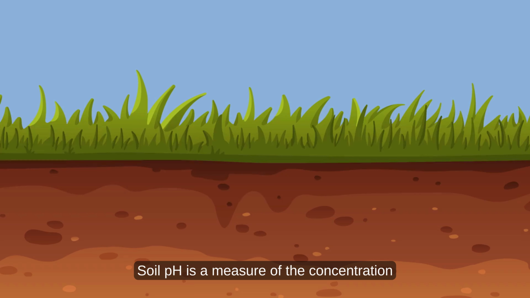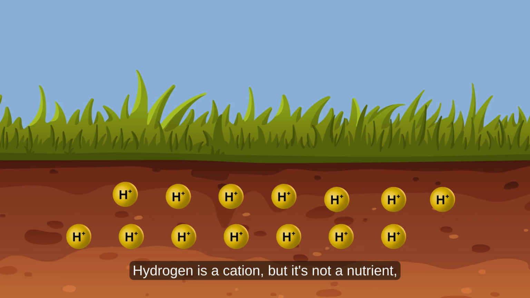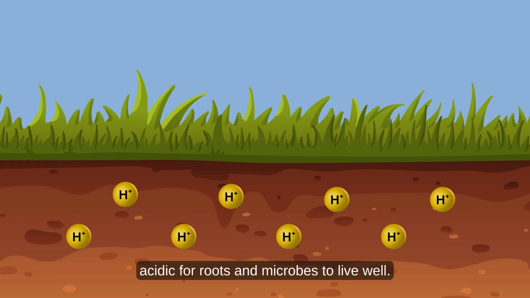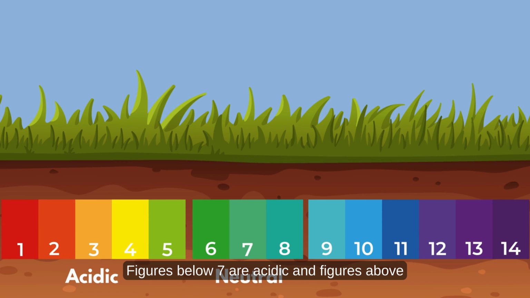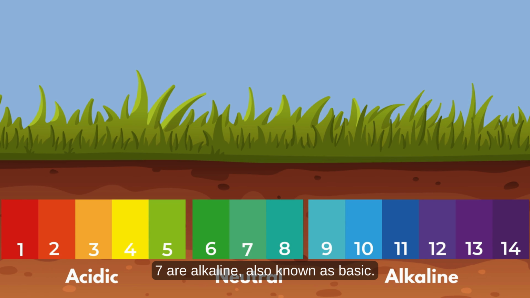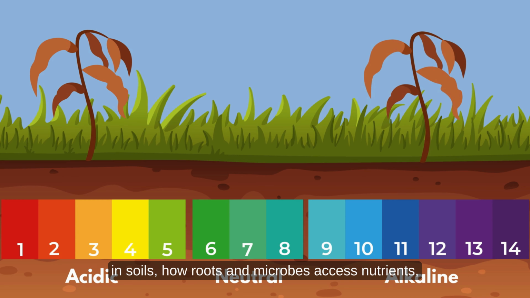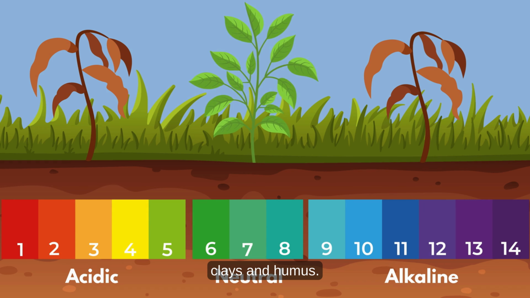pH. Soil pH is a measure of the concentration of the hydrogen ions in soil. Hydrogen is a cation, but it's not a nutrient, so we don't want too many as it would make the soil too acidic for roots and microbes to live well. The pH scale measures from 0 to 14, where 7 is neutral. Figures below 7 are acidic and figures above 7 are alkaline, also known as basic. pH will affect all chemical reactions happening in soils, how roots and microbes access nutrients, and how the other cations are exchanged and released from clays and humus.